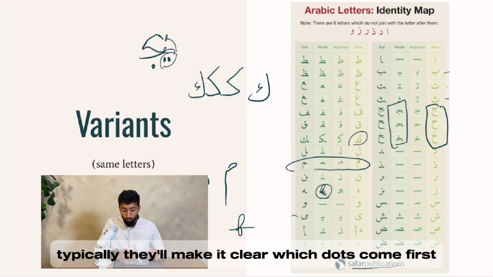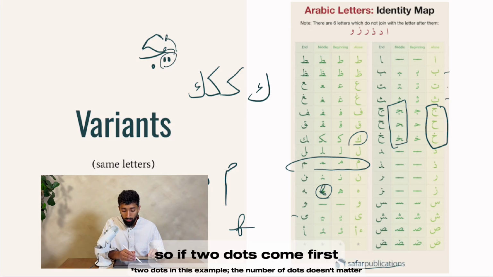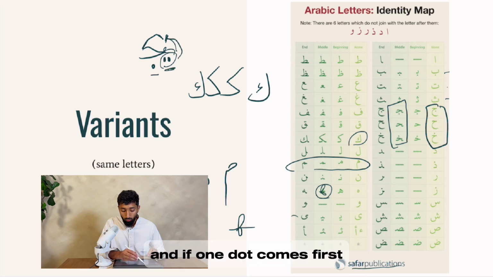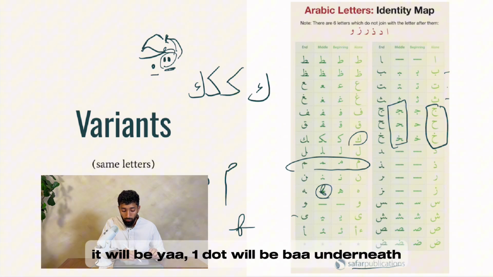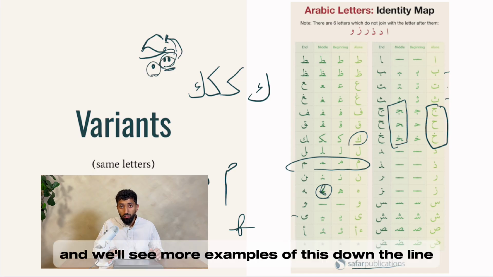Typically, they'll make it clear which dots come first. So if 2 dots come first, then that will go to this first letter. And if 1 dot comes first, then it'll go to the first letter here. So if it's 2 dots, it'll be ya, and 1 dot will be ba underneath, etc. And we'll see more examples of this down the line.